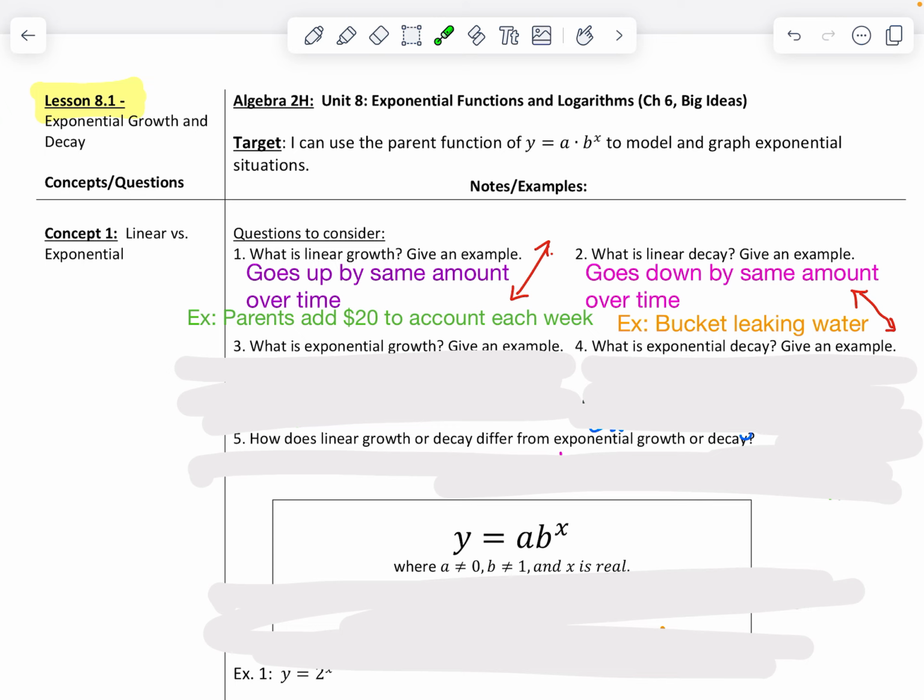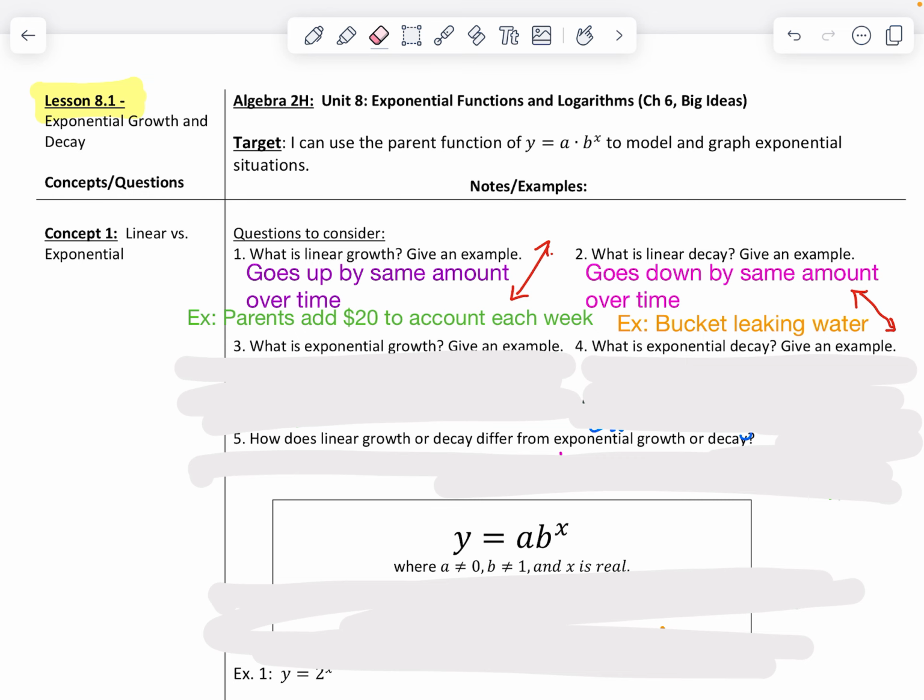Linear decay is if it's going down by the same amount over time. So if there's a bucket leaking water and it starts off with 20 gallons of water and it's losing so many per hour, then it is going to be linear decay. We don't usually call it linear decay, but that's really what is going on.